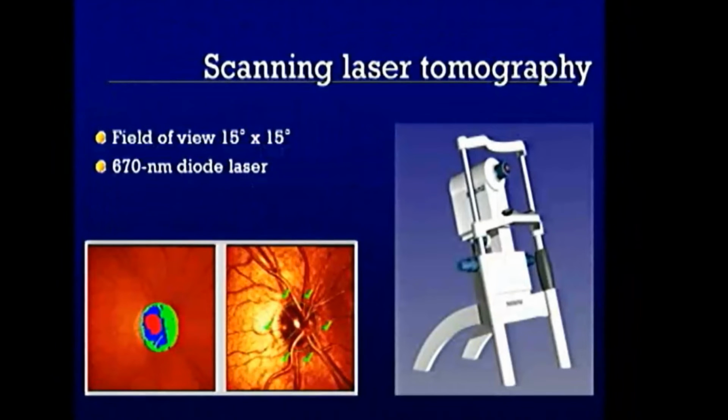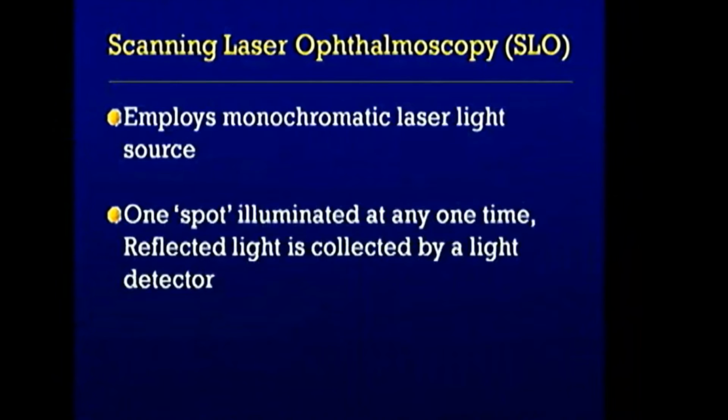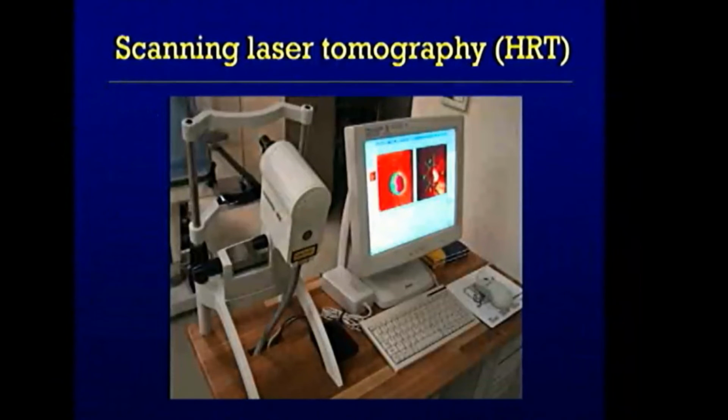So this is what the HRT looks like. It has a small field of view, 15 degrees by 15 degrees, and it utilizes a diode laser. The light source is monochromatic, and it illuminates one spot at a time of the retina to build up a picture, and the reflected light from the retina is picked up by a detector. This is the machine as it looks in the clinic, and you can see that the HRT is linked up to a PC, which then gives a report of the image.